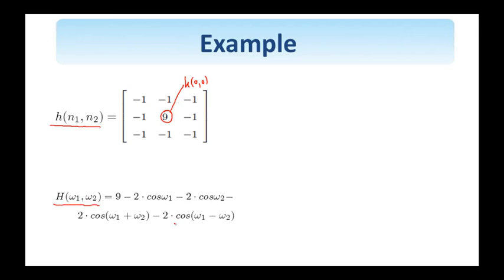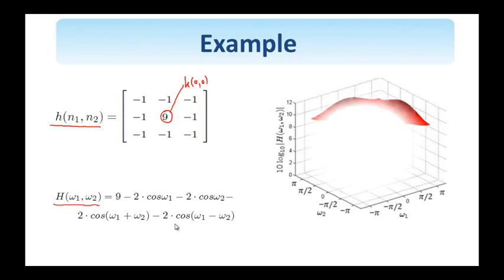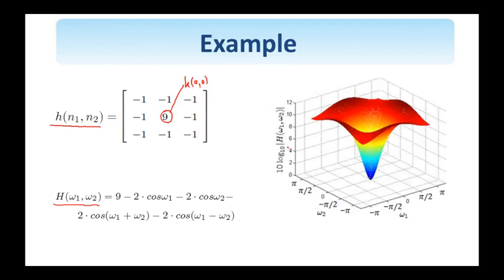It's real again because H(n1, n2) has even symmetry. If I plot this, I plot here the magnitude in the vertical dimension, and I plot again 10 log10 of the magnitude, so that I'm able to see smaller differences. We see that now the shape is different in the sense that the low frequencies are attenuated while the high frequencies are amplified. We can easily see that H(0,0) is equal to 1, and therefore the log of this is equal to 0.